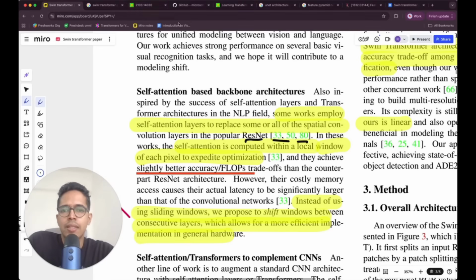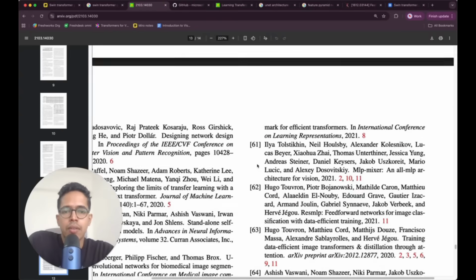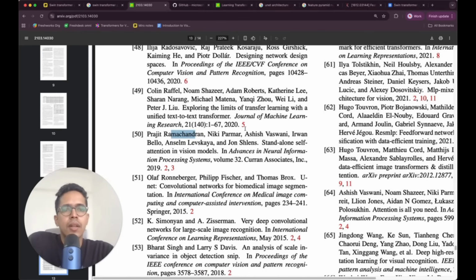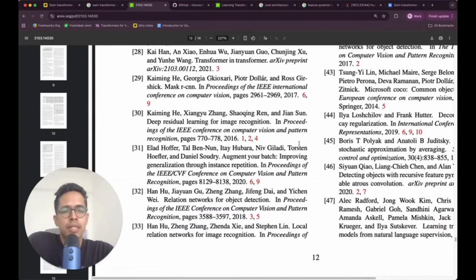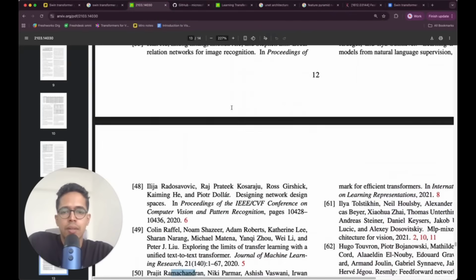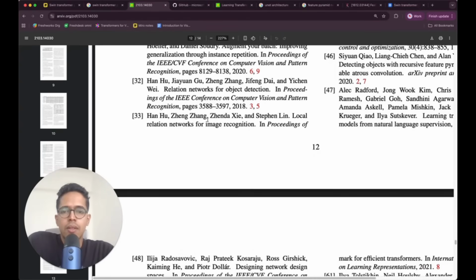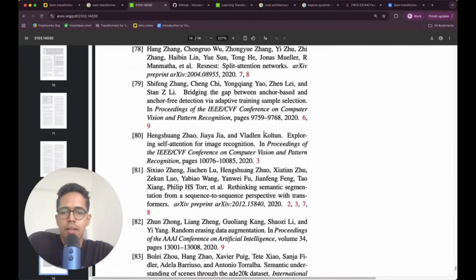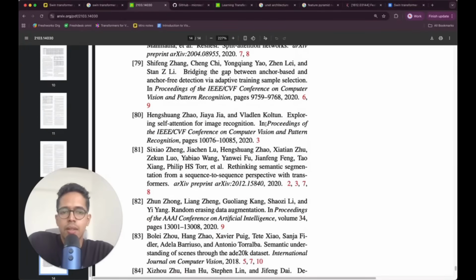Let me first quickly check which are those papers. 50 is, I think, this Ramachandran et al. paper, which was cited in the Vision Transformer paper, highly cited. Then 33 and 80. 33 is Local Relation Networks for Image Recognition. Then 80 is Exploring Self-Attention for Image Recognition.